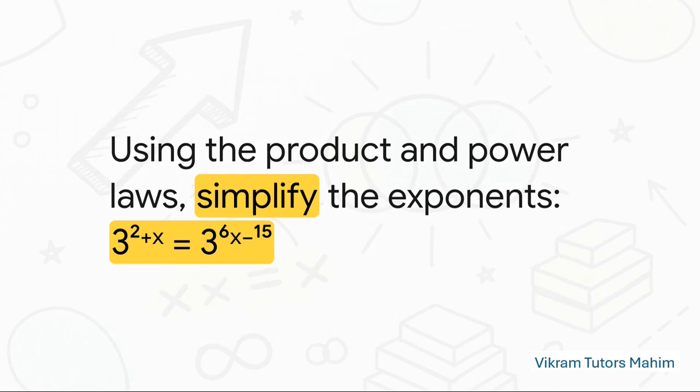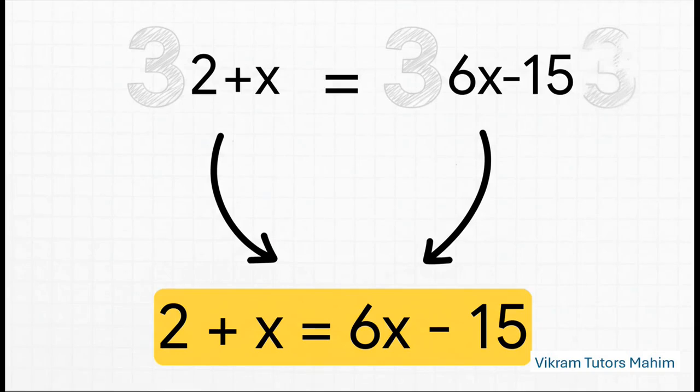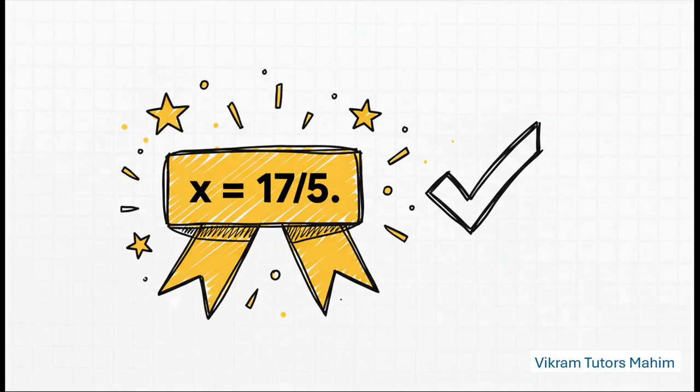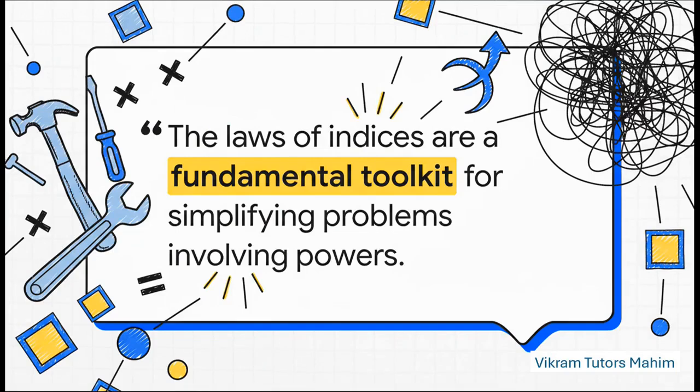Now we use our product and power laws to clean up the exponents. See? Much simpler. And since the bases are the same, we can ignore them. Now we just solve for the exponents. A little bit of quick algebra later, boom, there's our answer. Puzzle solved. Great job. So the big takeaway?